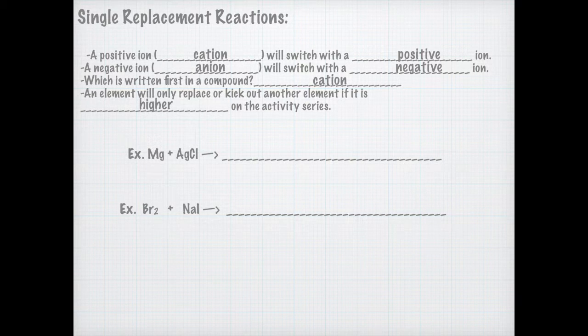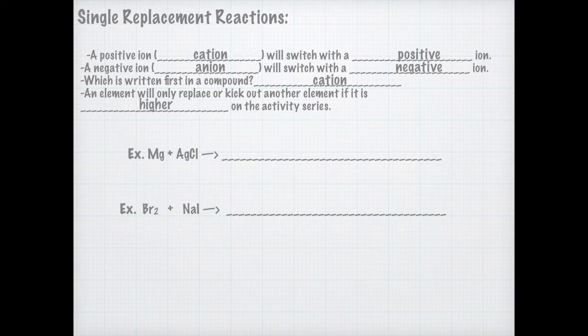I've got magnesium, and magnesium is going to try and kick out either silver or chloride. And so we've got to figure out which one it's going to try and kick out. Well, magnesium, when it's an ion, is positively charged, which means that magnesium is going to try and kick out silver because silver is also positively charged. So magnesium goes in, and if we look at the activity series, which is in your workbook, we'll look at it more in class. Magnesium is higher on the activity series than silver is.